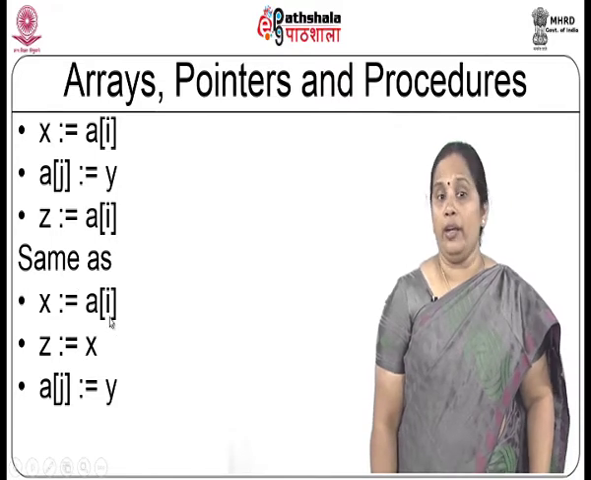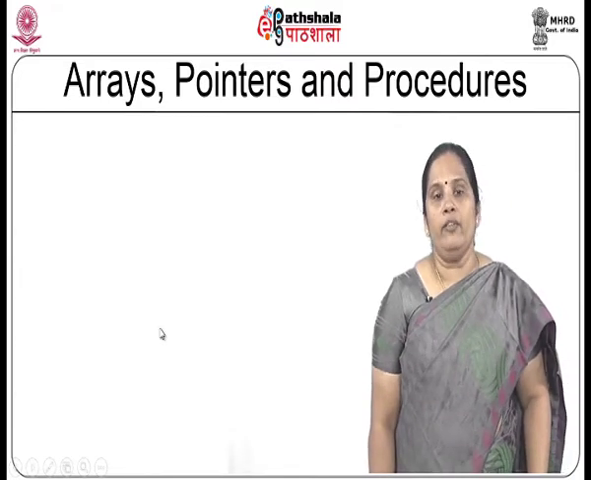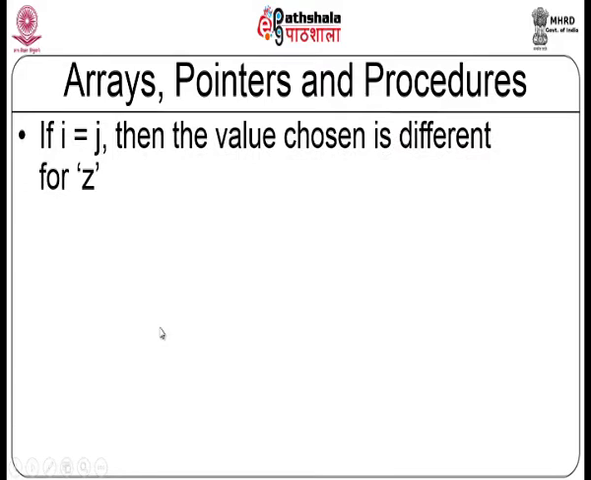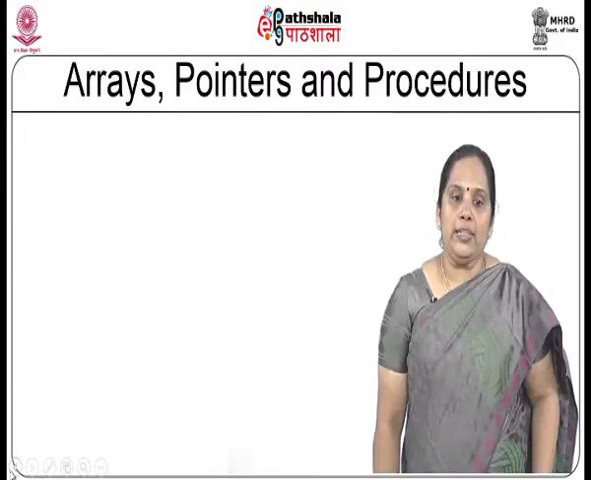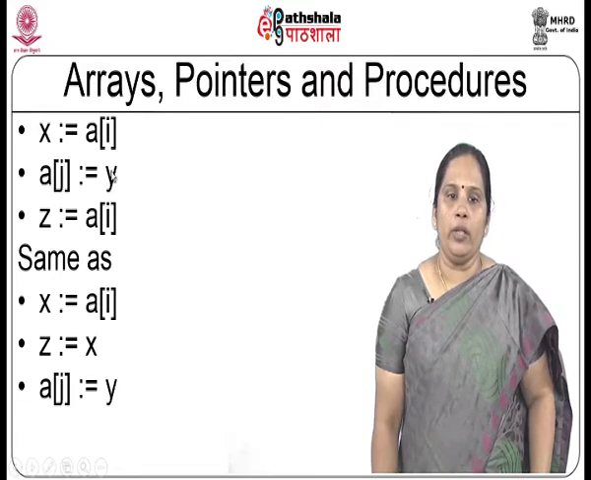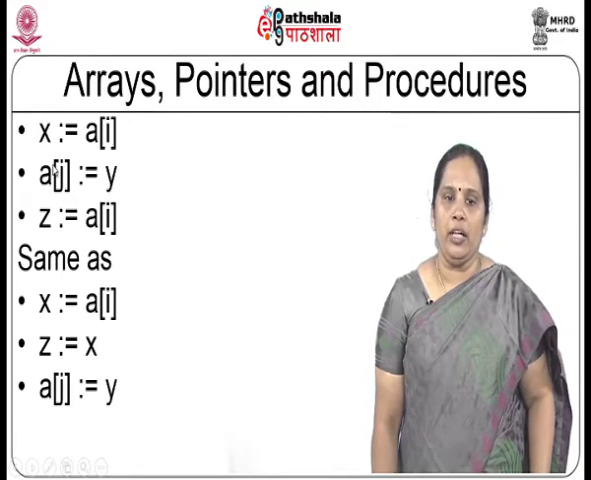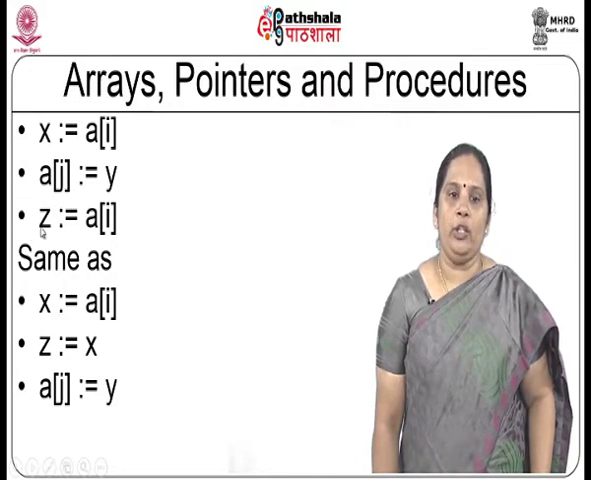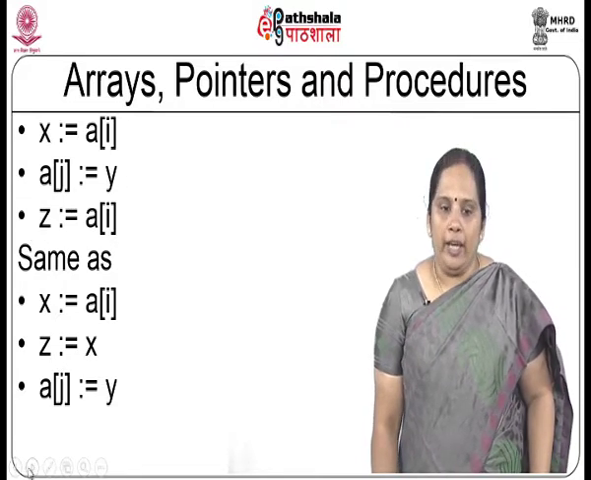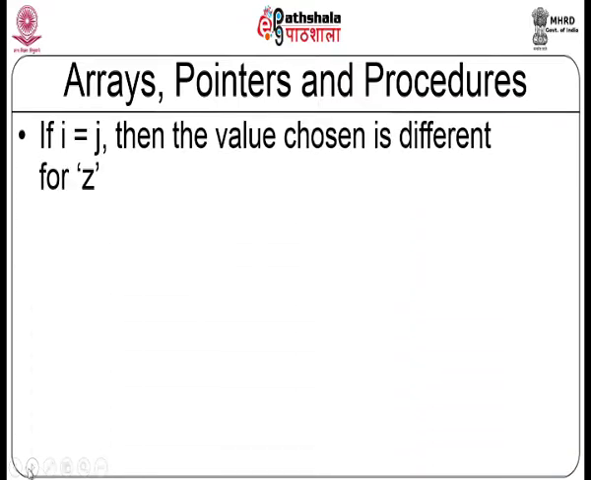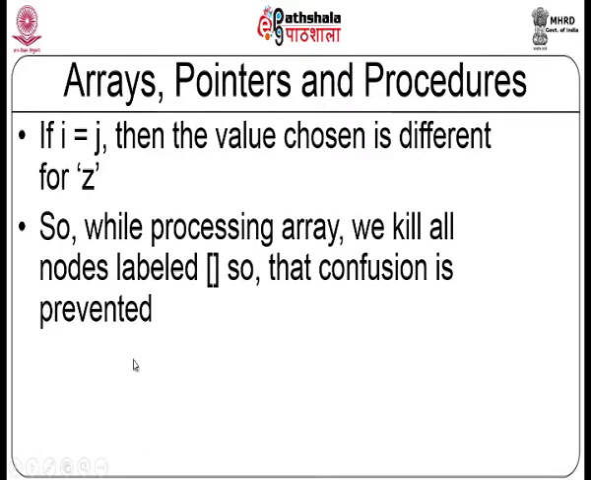Now this could be a reordering of statements, but what if i is equal to j? In that case, I am looking at y equal to A[j] here, and the y value should get assigned to z and not the reverse. So you have a problem here: if i is equal to j, then the value chosen for z is different. So while processing an array, we kill all the nodes labeled with a subscript so that confusion is prevented. This is what we basically use to avoid this.